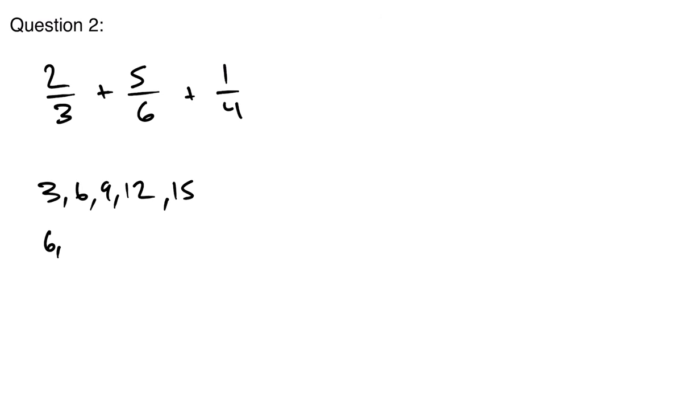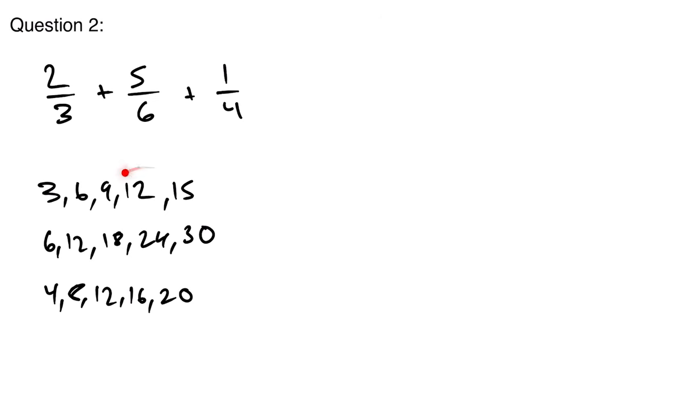For 6, we have 6, 12, 18, 24, 30. And then for 4, we have 4, 8, 12, 16, 20. We should be able to stop there. Now I can already see a common multiple, and that's once again going to be 12 for each of them. And so now we have to make each fraction out of 12 again.